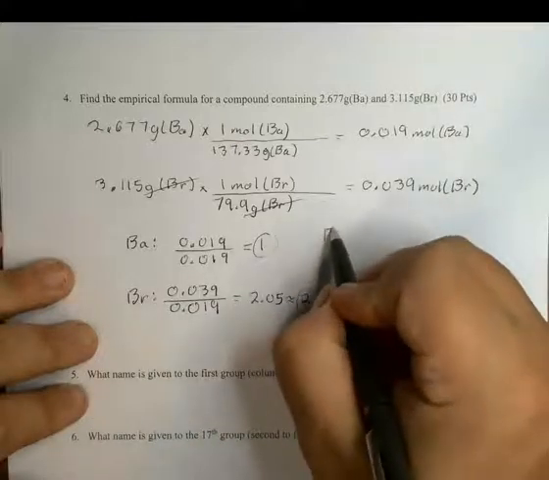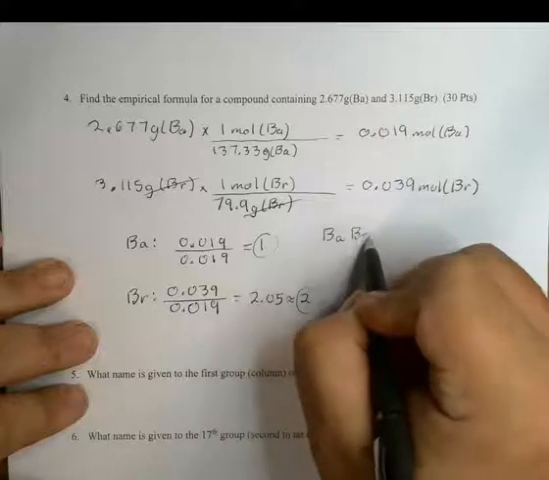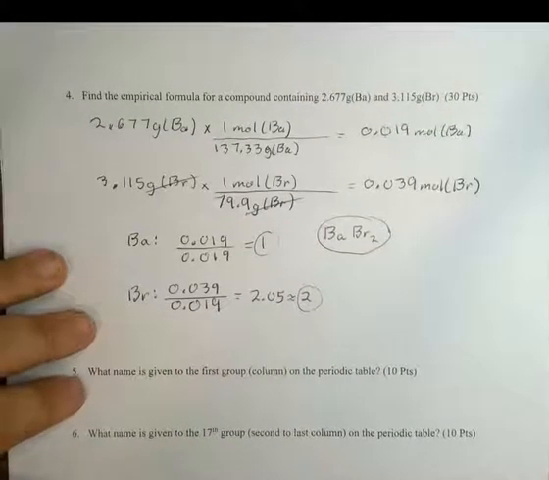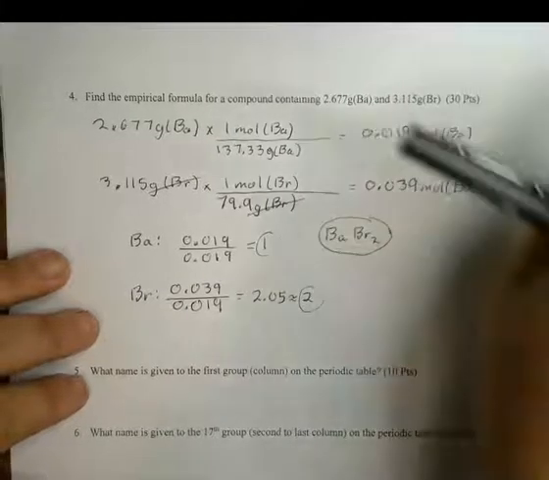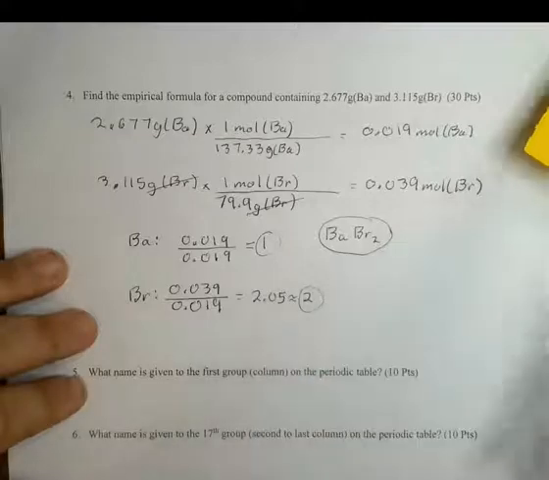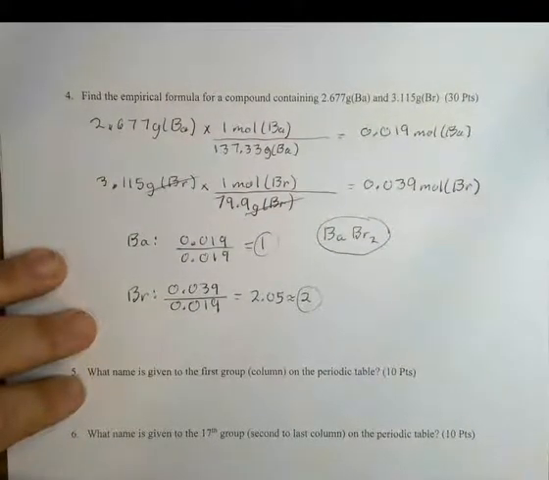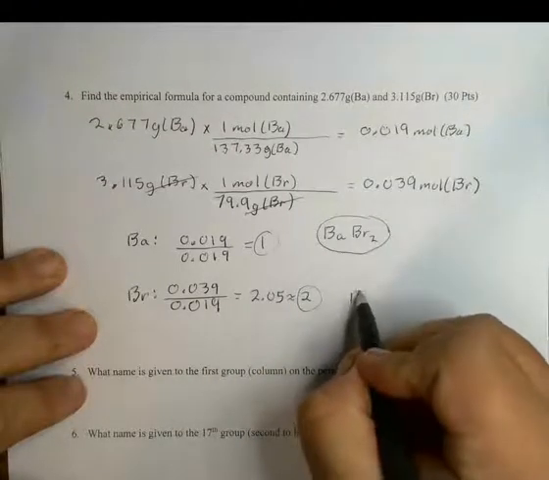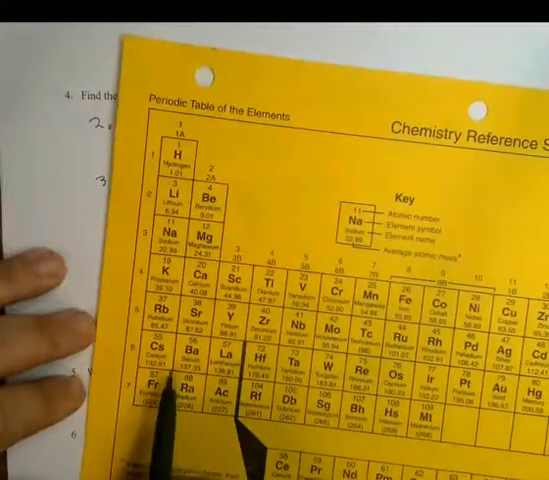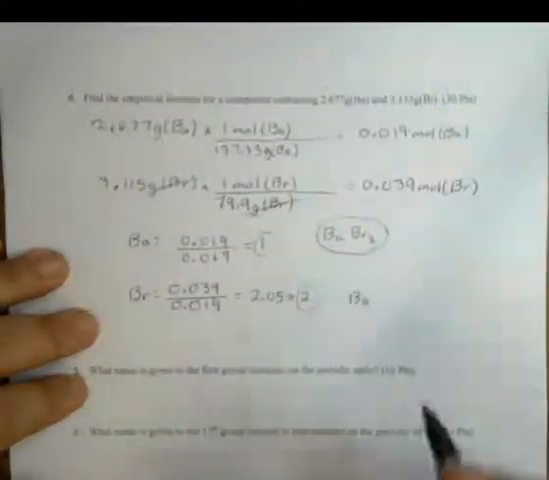So our empirical formula is BaBr2. Now, there's a sneaky way you could have answered this question. I don't know how many of you saw this without doing all this. And that is by using charge numbers, just to show you sometimes there's more than one way to get to an answer. So a barium ion is in the second group, the second column, so it has a 2+ charge.